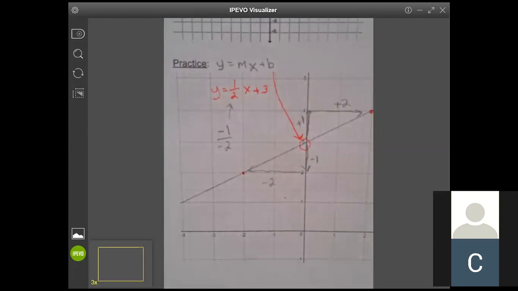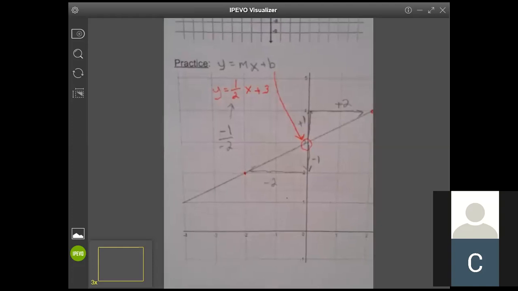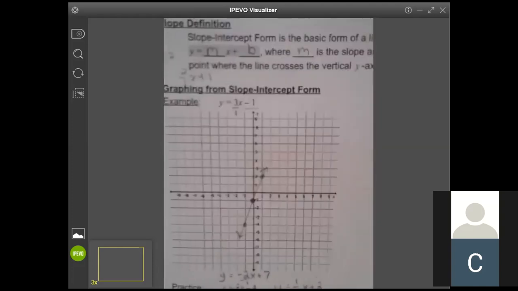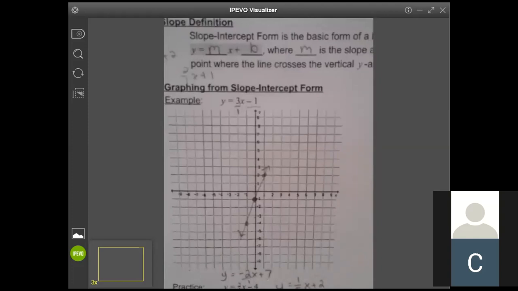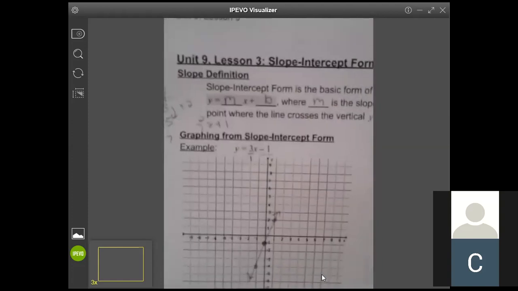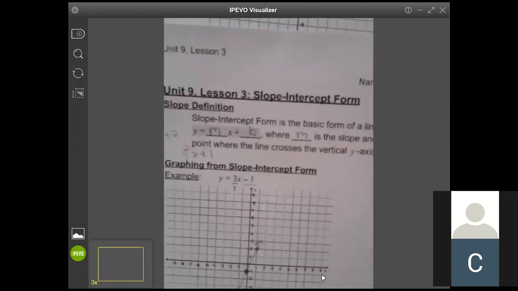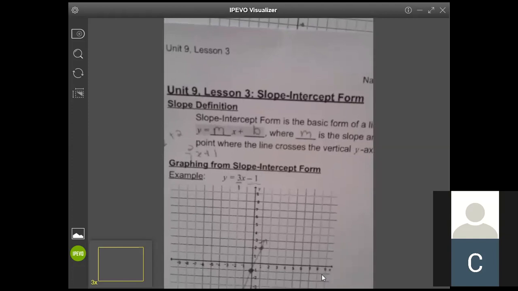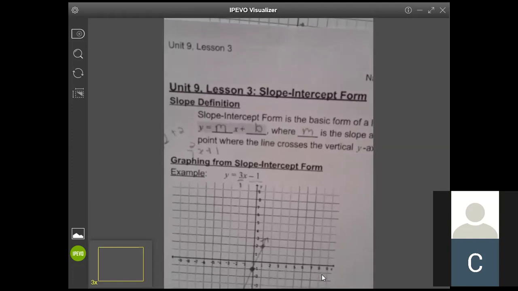What notes are these that we're doing? This is the slope-intercept form notes. Let me get to the actual slope-intercept form. So unit 9, lesson 3. Oh, okay. Sorry. All right, you got it? Yeah. Okay.